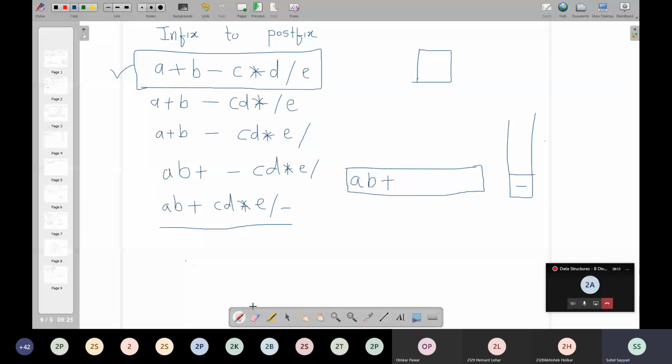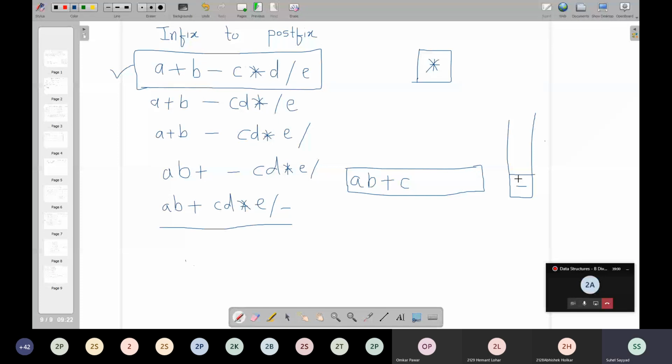Next what we'll scan? We'll scan multiplication. Multiplication is an operator, so it has to do something with stack. We check the precedence of multiplication with respect to the precedence of the operator present on top of stack. What is the operator right now present on top of stack? It is minus. We check the precedence of multiplication with minus. So precedence of multiplication is greater than minus. So which case is it?